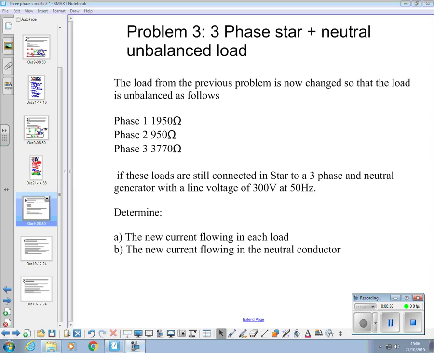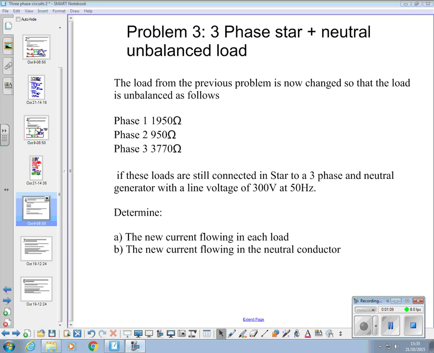So still connected in star to a three-phase neutral generator, line voltage of 300 volts. Determine the new current flowing in each load, and the new current flowing in the neutral conductor. Okay, so I think with the practice we've already done, have a go at that problem, and then when everybody's had a reasonable go at it, we will review and go through it on the board.